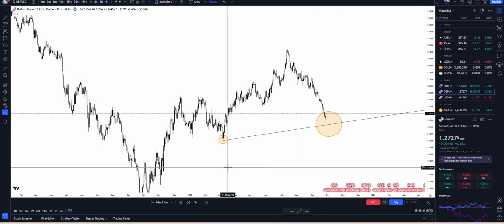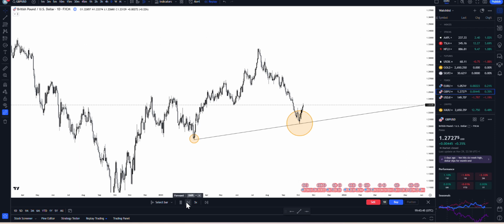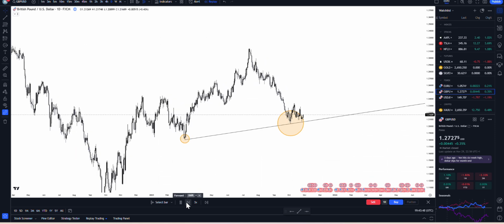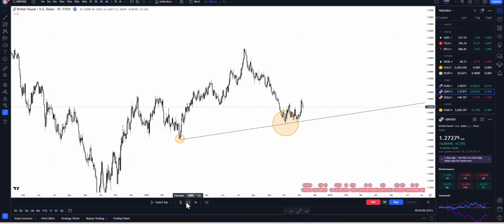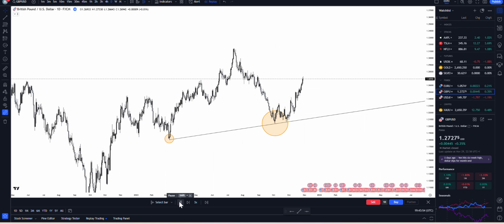Let me make it faster. Okay. So you want to see that it's giving you a second touch. Now when you see your second touch, what are you waiting for? You wait for the third time it's going to touch the trend line. Listen to me, guys. You're going to wait for the third time it's going to touch your trend line.